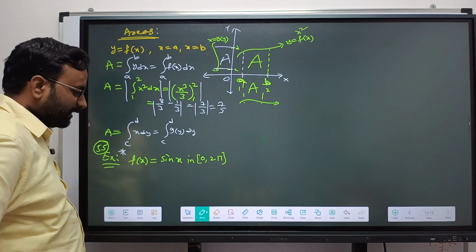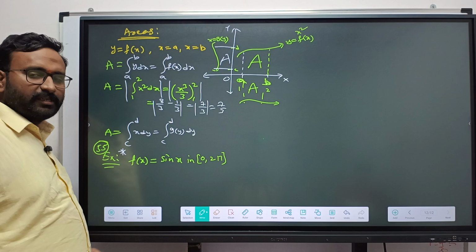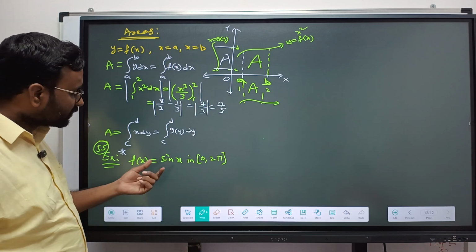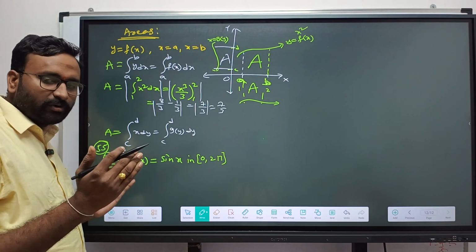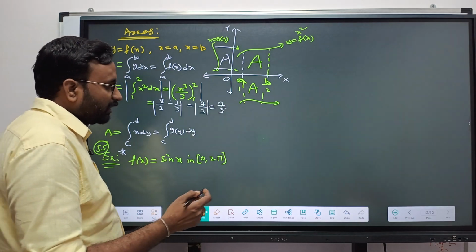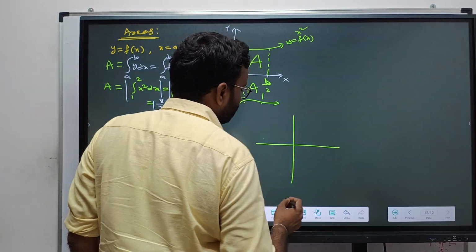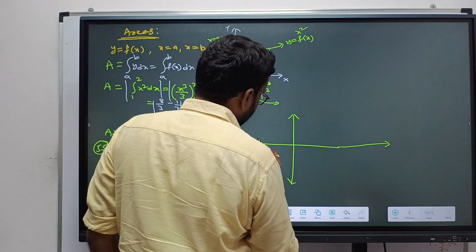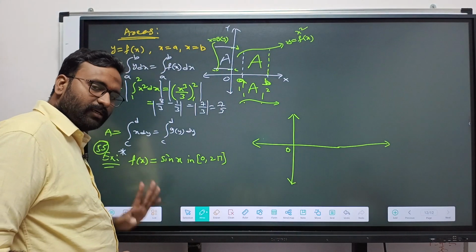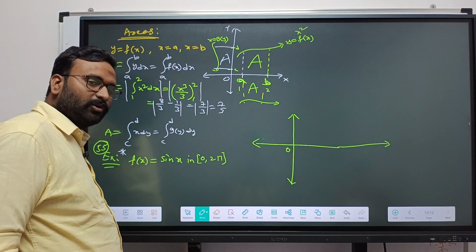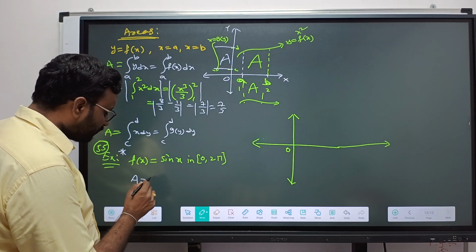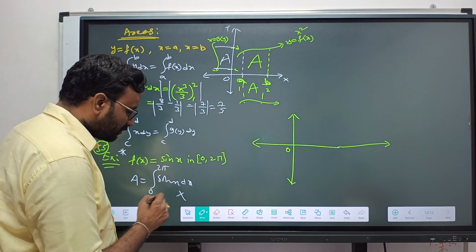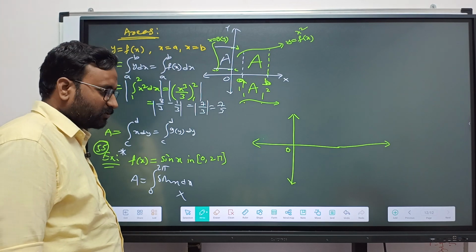How can we find the area of the sin x curve? Sin x and cos x are continuous curves. He is asking the sin x curve area within some boundary. Come to the x and y axis. What are the boundaries given? 0 to 2 pi. So we can write the area directly: A is equal to integral 0 to 2 pi sin x dx. But this is wrong. Why, sir? I will show you.